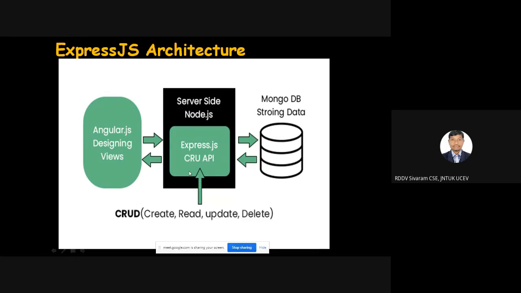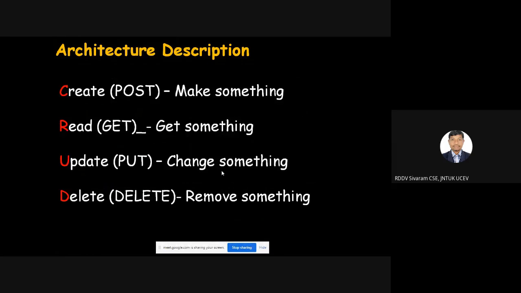Here you can see something called the CRUD API. This CRUD API is used to provide the interactions with MongoDB. CRUD stands for create, read, update, and delete. We'll see that in the next slide. Create means posting, make something; read means get something; update means put, change something; and delete means remove something.